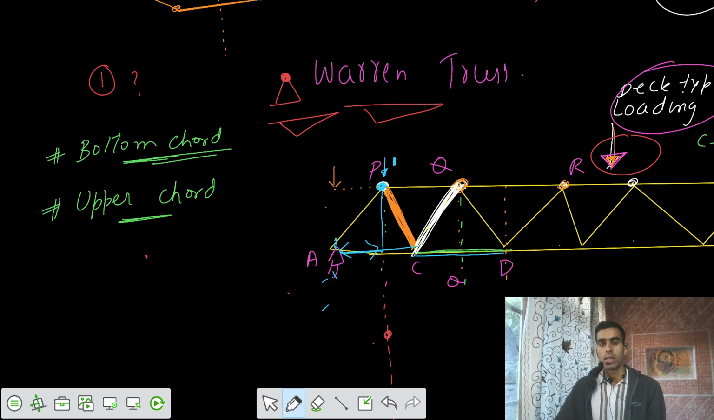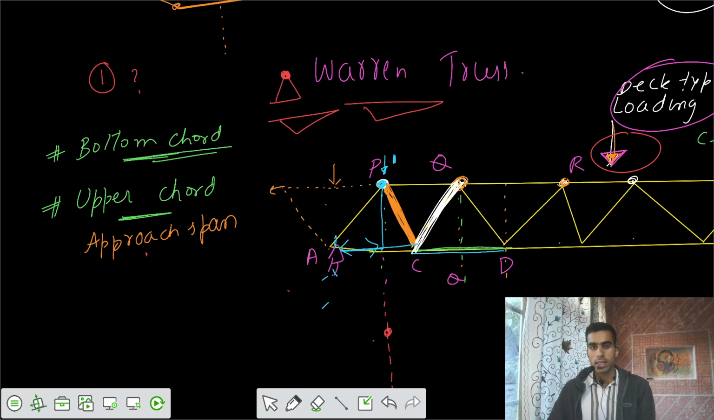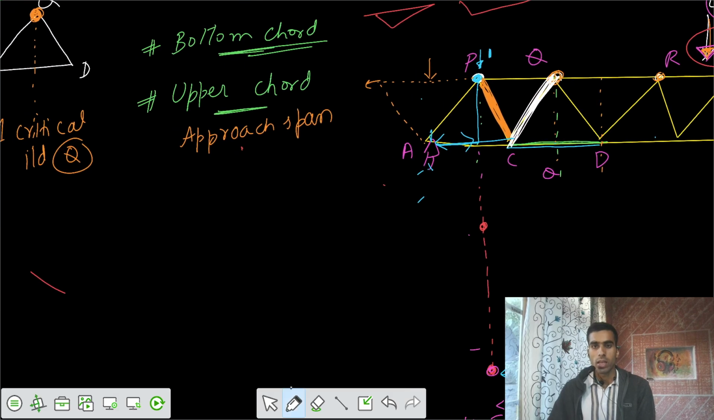So we say there would be one more triangle somewhere here. If I have one more triangle somewhere here, that we can call as approach span. This part we can call as approach span. If I call it as approach span, then if I analyze that part also, I would say for the member PA, we have two triangles. One is your real triangle, and next one is that approach triangle, and we can say fake triangle.